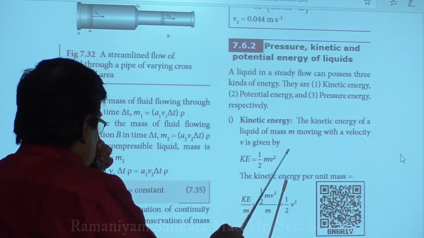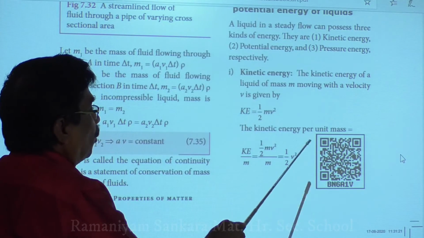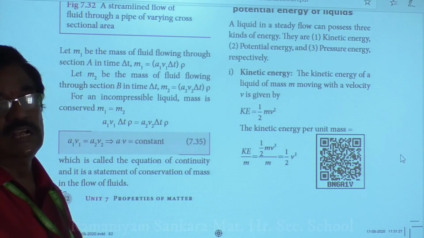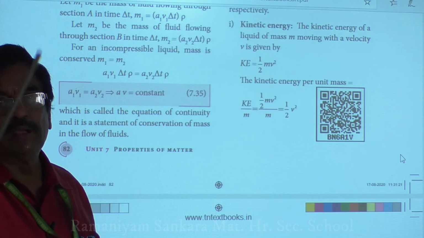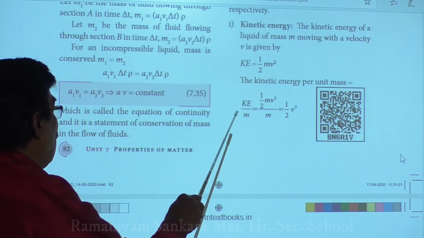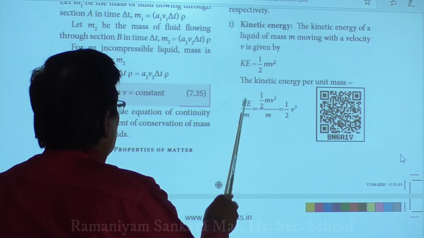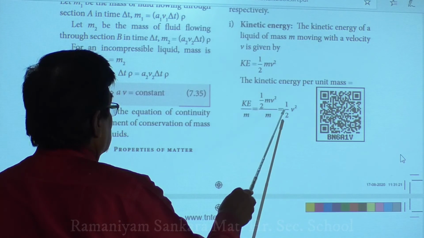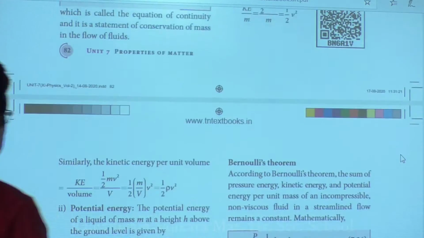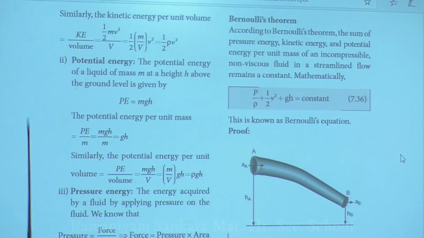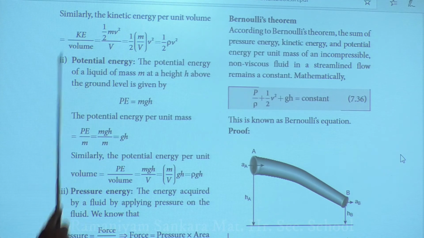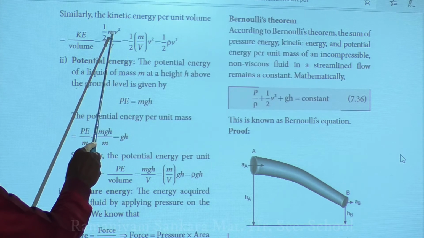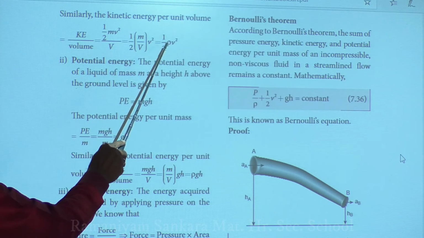Kinetic energy, you know, is half mv square. But next we are going to find it divided by mass. Why divided by mass? We are going to use Bernoulli's theorem. Energy divided by mass, that is per unit mass: KE by M, half mv square by M, M cancels, you get half V square. Then KE by volume, energy per unit volume: half mv square by V. Remember, this is velocity, this is volume. M by V is density rho.